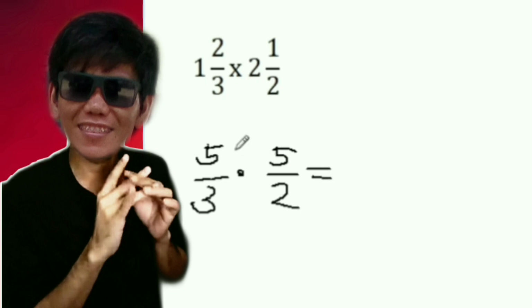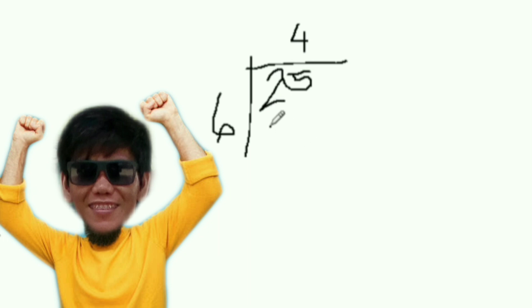Now, let's multiply the numerators. 5 times 5 equals 25. Then the denominators, 3 times 2 equals 6. So 25 over 6. So dito naman, gagawin natin siyang mixed number. Yung numerator natin na 25, i-divide natin siya sa denominator nating 6. So 25 divided by 6 is 4. So 4 times 6 equals 24. So meron pa tayong remainder na 1.